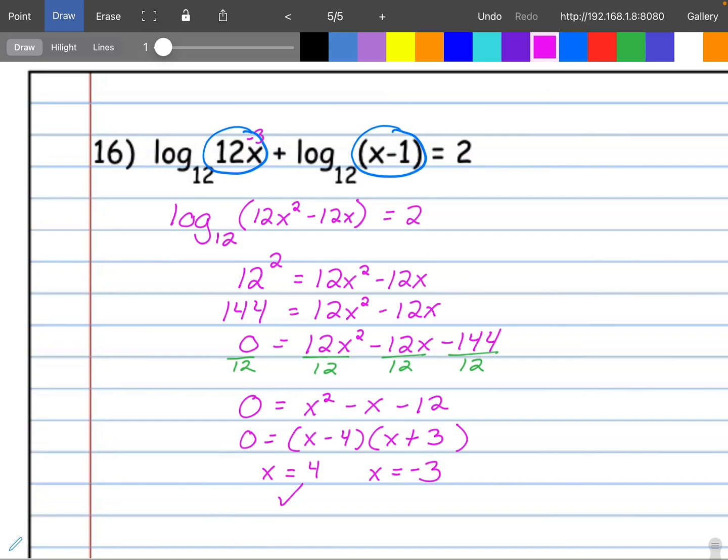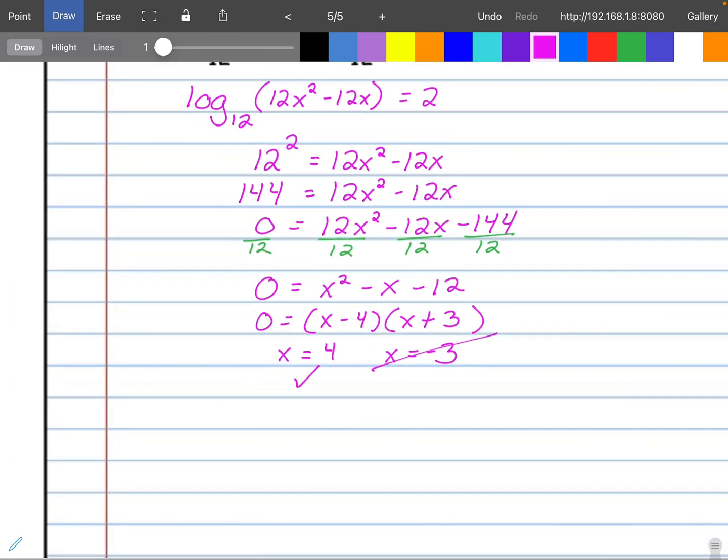Negative 3. If I plug in a negative 3 here, 12 times negative 3 is a negative 36, and I cannot take the log of negative 36. Therefore, I don't even need to check the other one. I automatically am going to throw that one away. So the only working answer that we have for this last problem is just x equals 4.